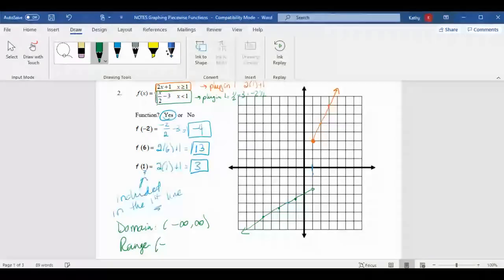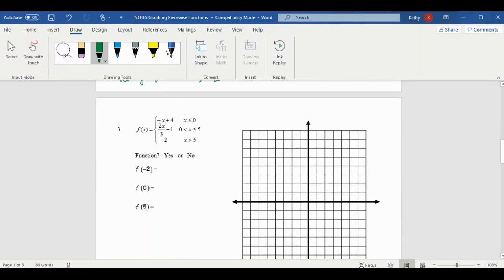We go bottom to top. We're going negative infinity up to negative 2.5. At that point, we have to stop our range and jump over all of our numbers until we get to 3. And now we include 3, and the graph travels to infinity. So domain and range, your pieces and parts, all included.